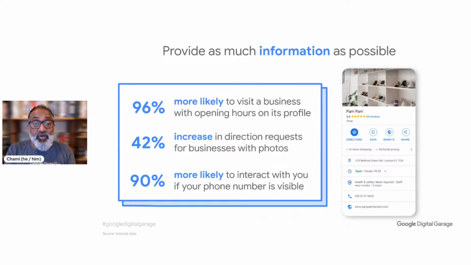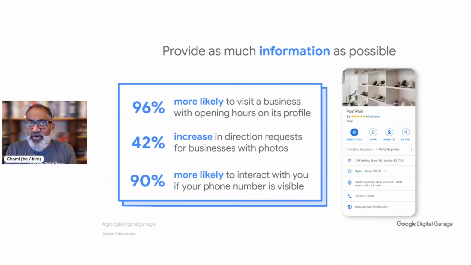96% of customers are more likely to visit a business that has hours of operation on a Google Maps result than those that don't. So, just by having that, I know it sounds obvious, but research is showing that this is the case. There's been a 42% increase in direction requests for businesses with photos. So the fact that you have a photo, we mentioned that earlier on, inspires people to get in touch.